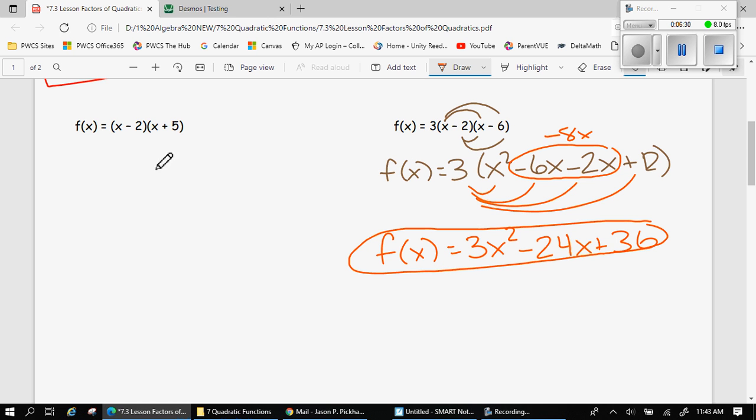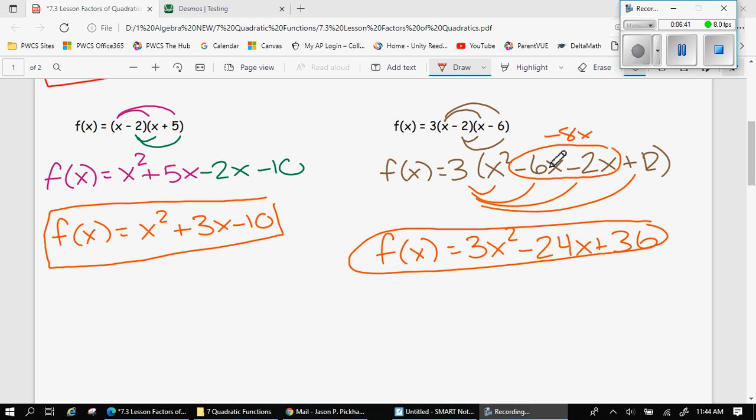So I want you to give one a try. I want you to pause. I want you to try this one. So please pause the video now, try that one, and then when you press play, I'll have the solution pop up. So hopefully you got this same function, x squared plus 3x minus 10. If you didn't, hopefully you can see your mistake. And if you can't, please raise your hand, call me over, and I'll be happy to help you.